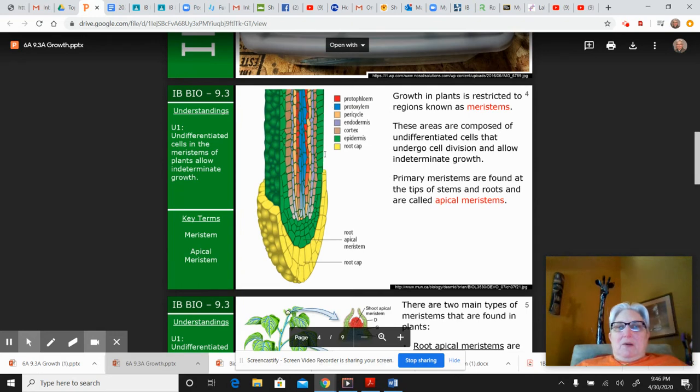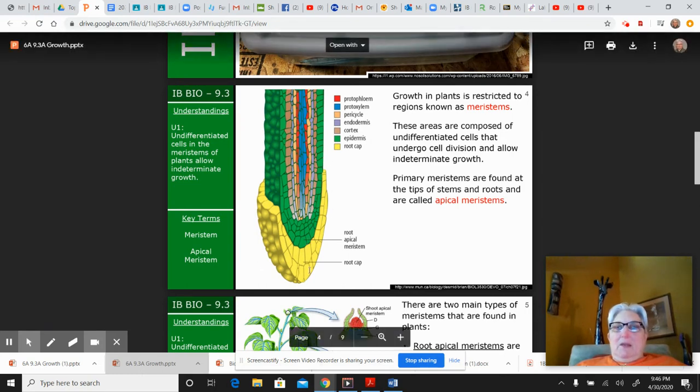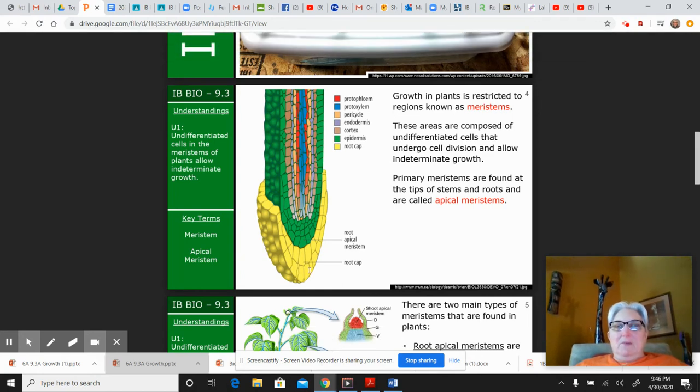Now, when we're talking about growth in plants, we have to talk about what's called the meristem. And we're going to see that we have two basic types of meristems. These are the areas where growth of a plant is restricted to. Now, at the very beginning, I said we have growth at the root and we're going to have growth at the stem. So we're going to start with the root here. And we have the first type of meristem, which is called the root apical meristem. That's right down here, tucked on top of the root cap.